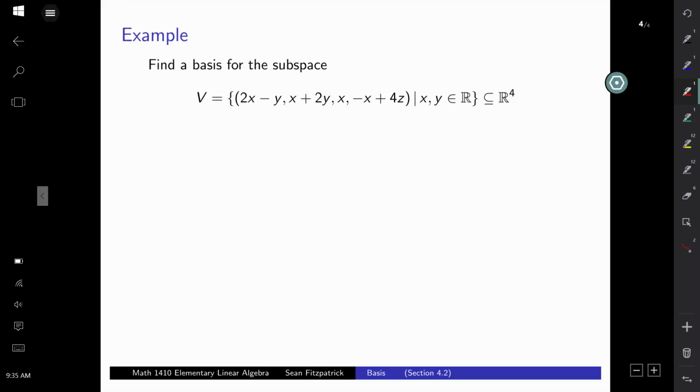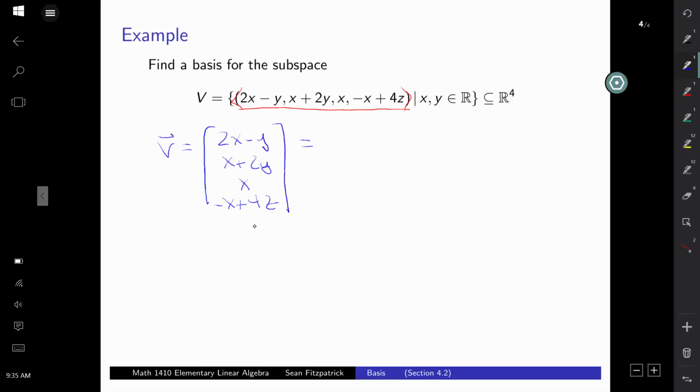One more example. Here's another subspace. Now I've written things in this form here rather than as column vectors. Maybe we should have done this sort of as angle brackets. But let's stick with column vectors because that's what we're used to. This fits a little bit better on my page. So let's say V looks like this. I've got 2x minus y, x plus 2y, x, and then minus x plus 4z.